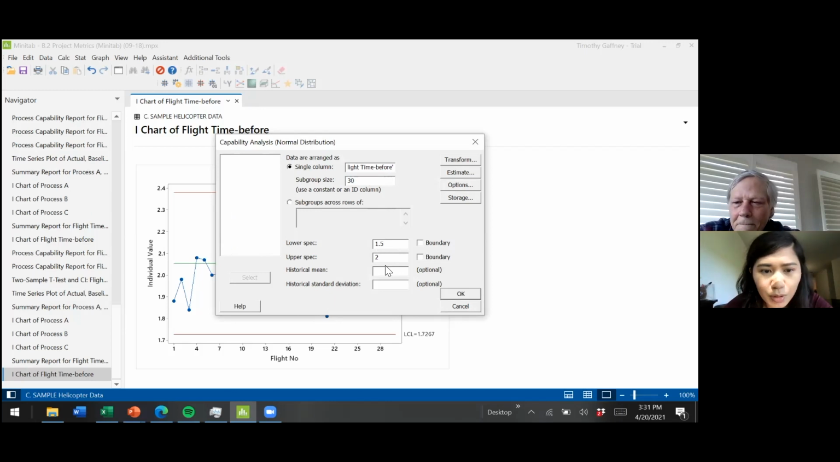Well, who will define this lower spec and upper spec? That's the customer. That's the voice of the customer speaking to the voice of the process. That's what this capability analysis brings together: how variable your process is and where its mean is relative to where the customer's specs are. So we will let the client define this one.